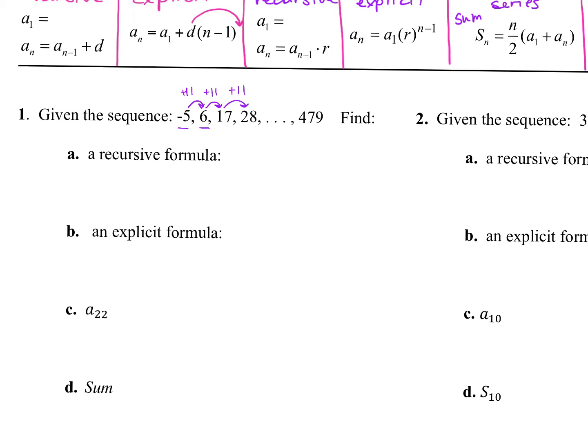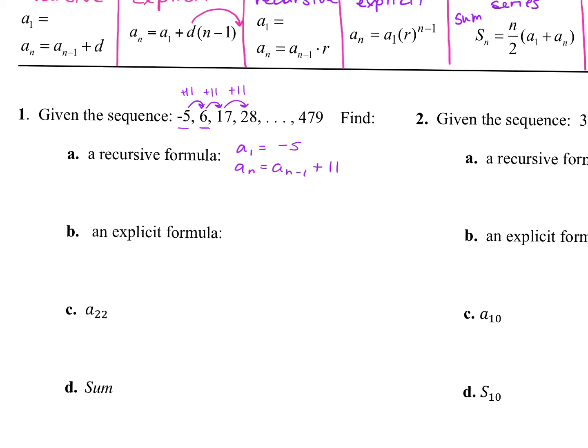So your recursive formula would be a sub 1 is negative 5, and a sub n equals a sub n minus 1. Remember, that never changes. That's always going to look like that. And then you just have to do what's happening, which is plus 11.